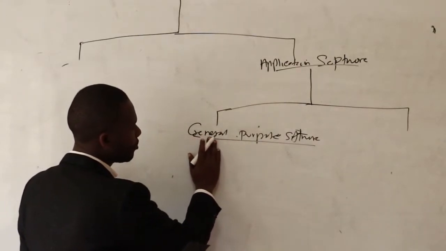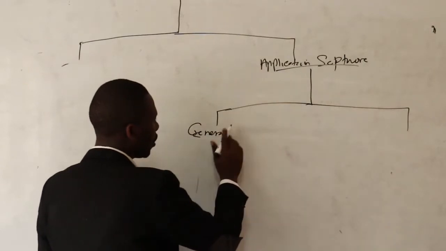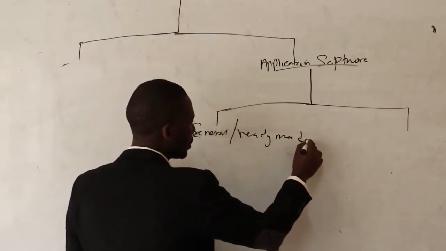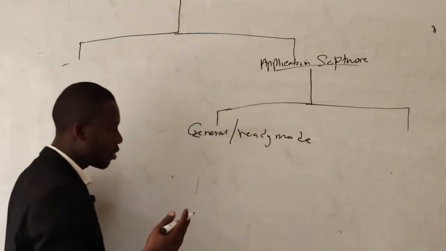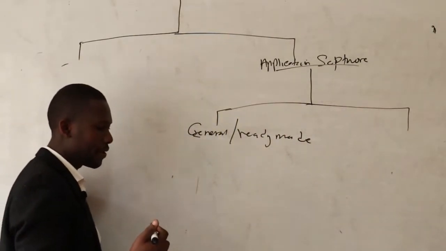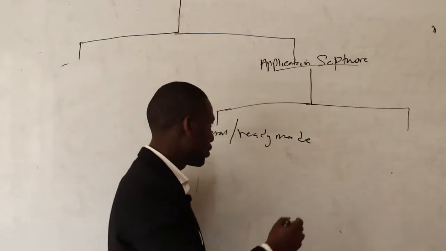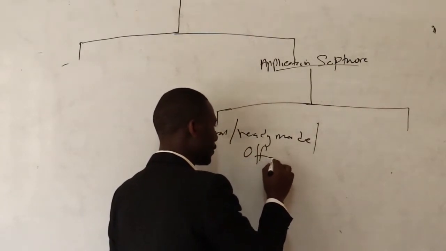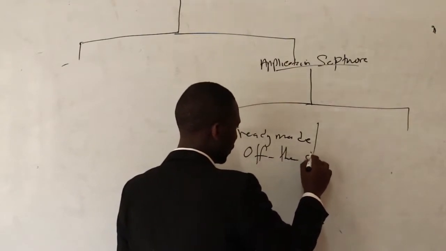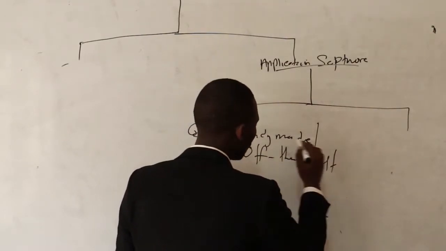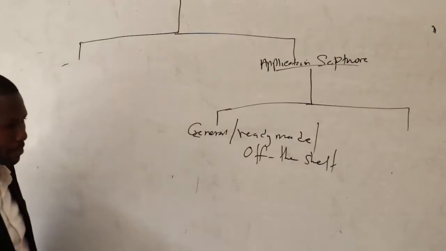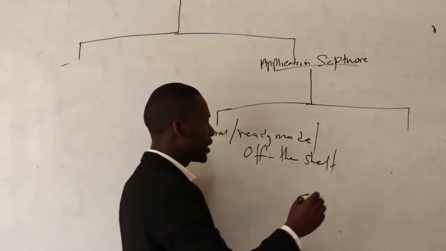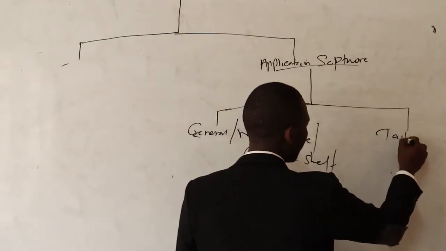We can call them general purpose, or sometimes refer to them as ready-made, because to get this software you go and buy it from the shop, from a vendor. Sometimes you can also refer to them as off the shelf. You buy them from a third-party vendor. And the other classification we stated is tailor-made.